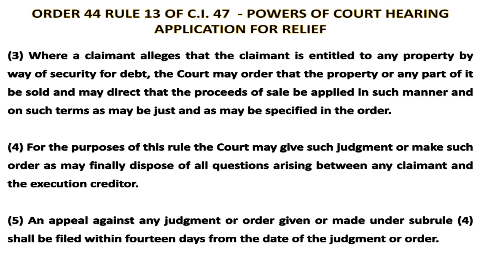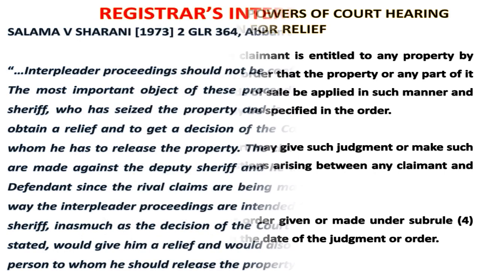But what if you're not happy with the decision given by the court and you want to appeal against it? Order 44, Rule 13, Sub-Rule 5 provides that an appeal against any judgment or order given or made under Sub-Rule 4 shall be filed within 14 days from the date of the judgment or order.